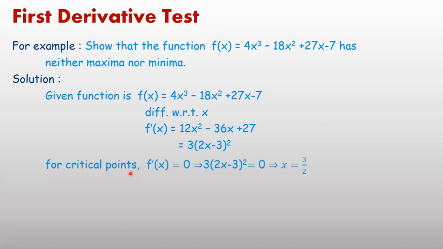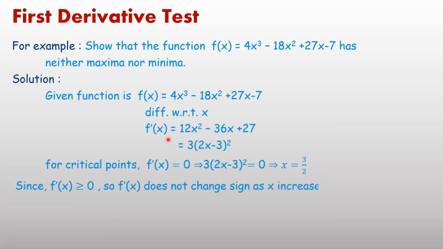For a critical point, meaning the point at which the function is maxima or minima, we want to find the value of the function at maximum or minimum. So f dash x equal to 0 means 3 into 2x minus 3 whole square equal to 0, or x equal to 3 by 2. The value of x we are getting is 3 by 2.